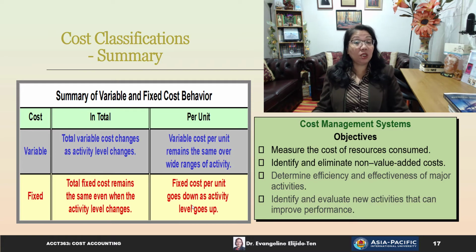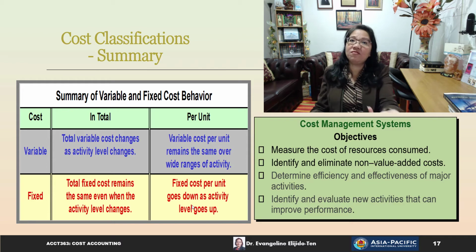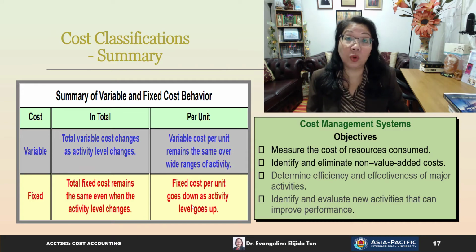Why do management need to identify and eliminate non-value added costs? Because incurring non-value added costs will increase the cost of the production while it's not adding value. That's why it's called non-value adding. It's not adding value to the product. So if we can eliminate those non-value added costs, then we can be more efficient in our production and we can offer a product that is of value to the customers at a lower cost, making us more competitive.